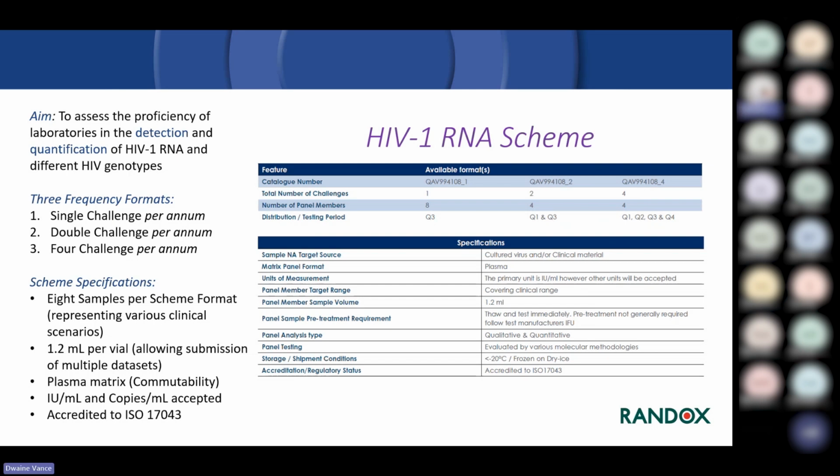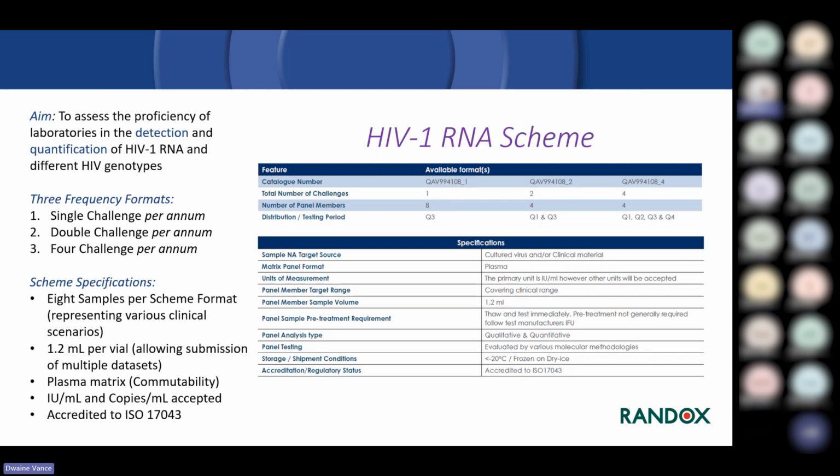Each of the vials contains 1.2 mLs per vial, and this allows laboratories to submit multiple different data sets. So the only limitation on the number of data sets that you can provide is based on the sample volume that you use for your molecular workflow. So you can submit as many data sets as your molecular workflow allows, up to a total volume of 1.2 mLs per sample. The sample matrix is plasma, which means that the sample is commutable and will react in the same way as a patient sample.